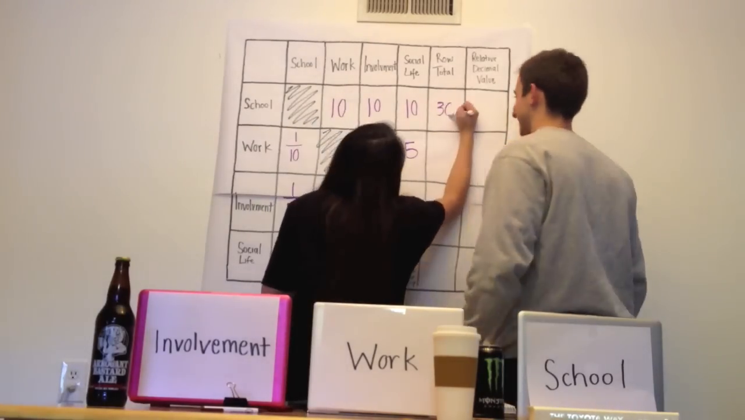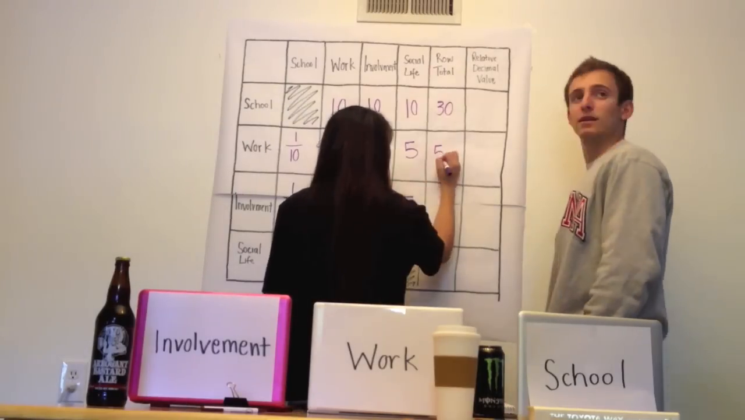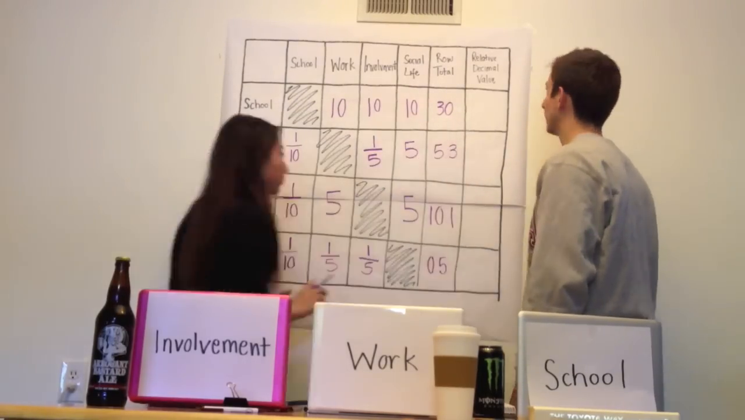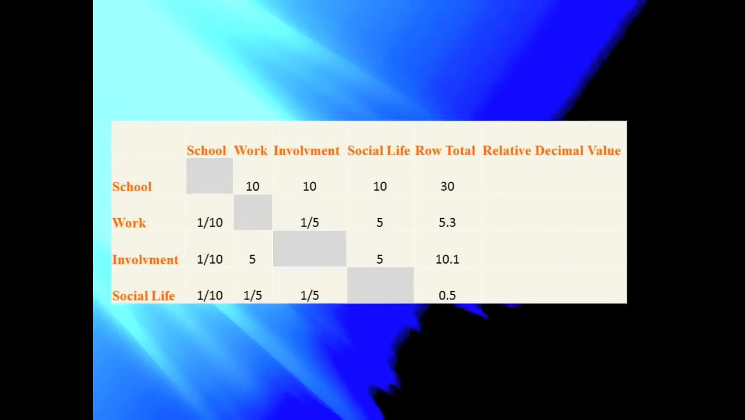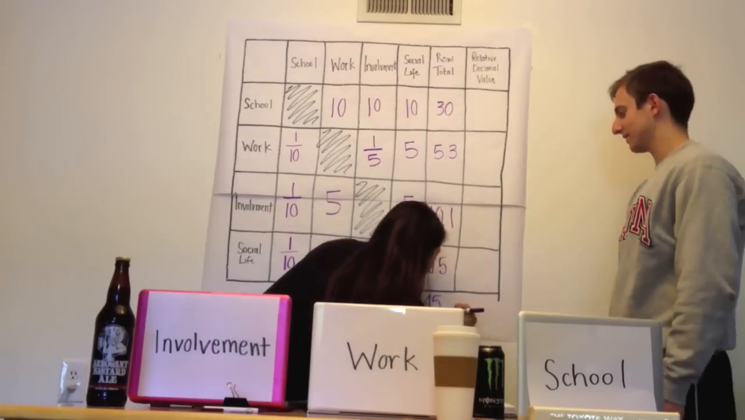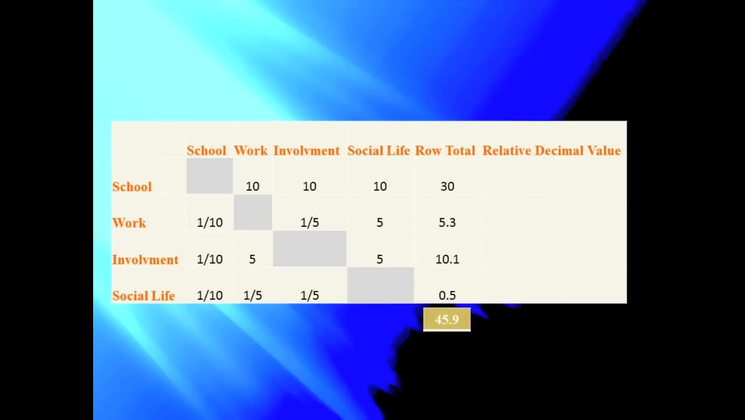Now that all of Lorraine's criteria have been compared, it is time to rank them by adding up the row totals. School is her top priority, followed by involvement, work, and social life. Be sure to include the grand total. This will be used to find the relative decimal values.